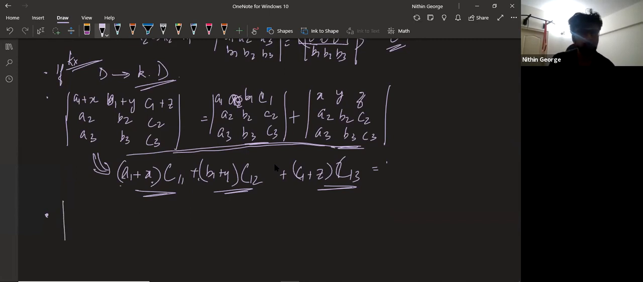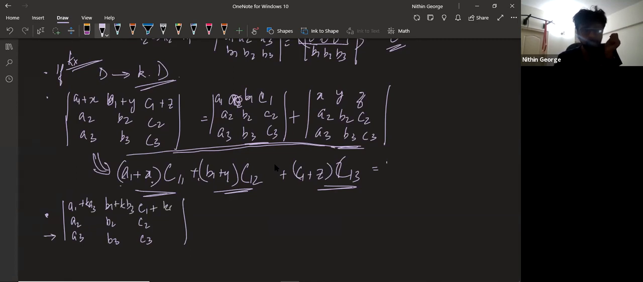Okay. So suppose there was a determinant like this. Here, what I want you to do is, to the first row, add a constant multiple of any other row. So let's take this row A3. I'll multiply this by a constant. So A1 plus K A3, B1 plus K B3, C1 plus K C3.